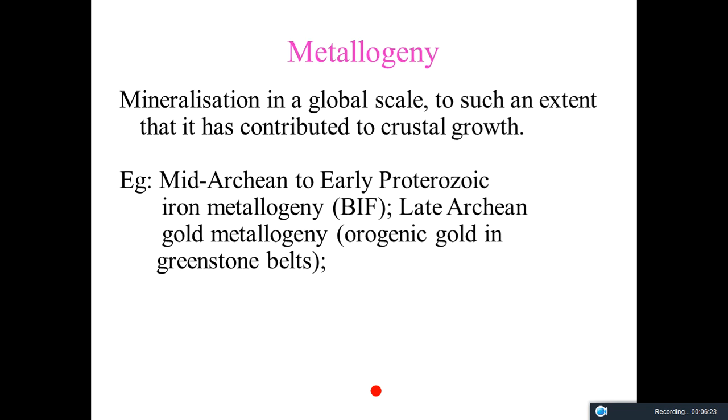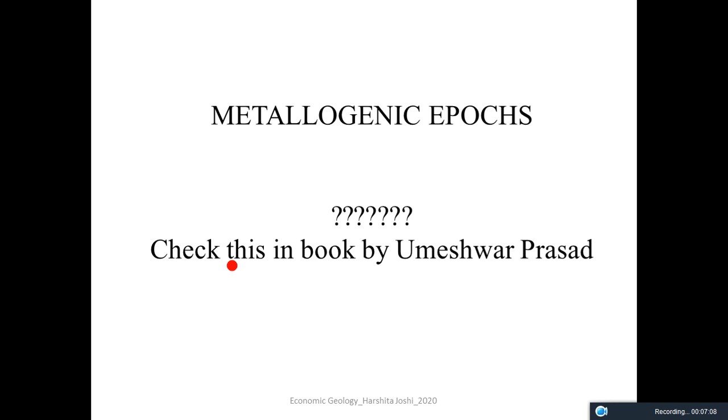So these events during which global scale economic minerals got deposited are known as metallogenic events. Okay, so I gave you an example of banded iron formation in the Archean or the Proterozoic rocks, and the greenstone belts of the Archean period. We get these greenstone belts along with the Dharwar Craton in the southern region, and slowly when you understand stratigraphy, you will understand all this. So here I am trying to give you an idea of the time during which these economic minerals got deposited.